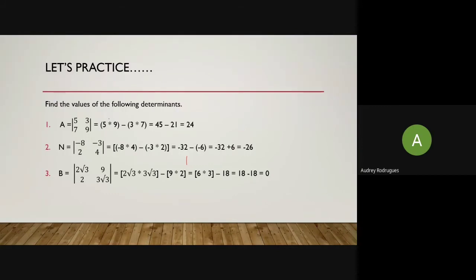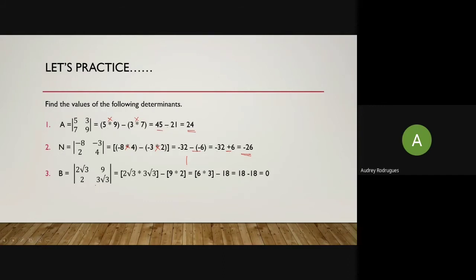Now students, here it is 5 into 9, 3 into 7. So 5 9s are 45, 3 7s are 21. This minus will come here. So 45 minus 21 is 24, with the sign of the greater number, which is positive. Minus 8 into 4, minus 3 into 2. So minus 32, minus of minus 6. Now look here. Minus and minus is plus. So minus 32 plus 6 will give you minus 26.